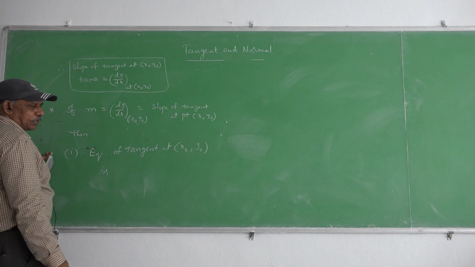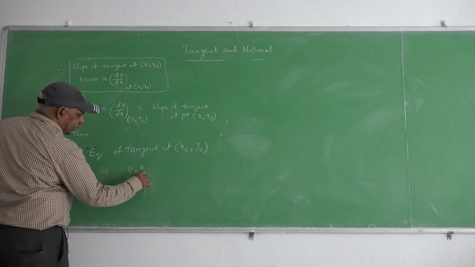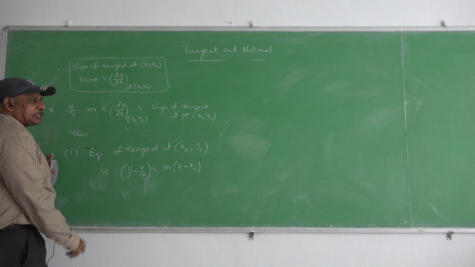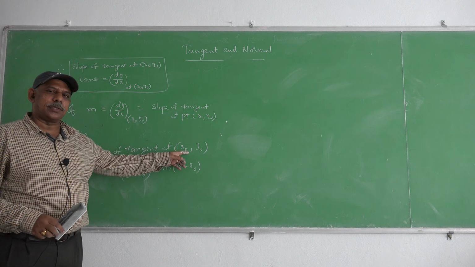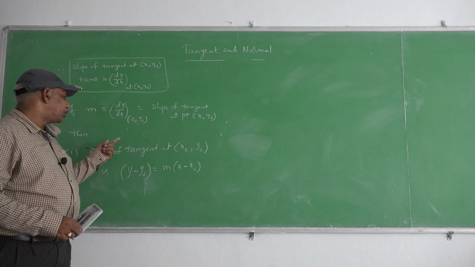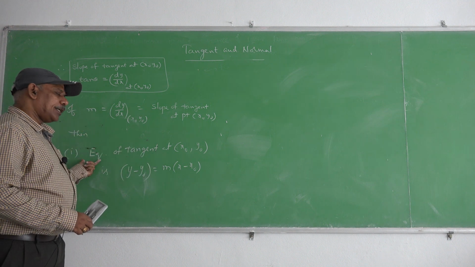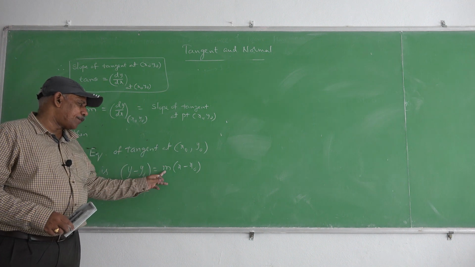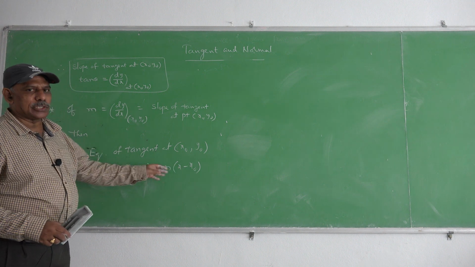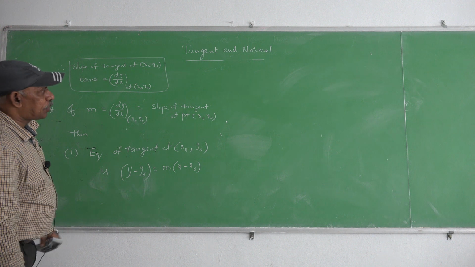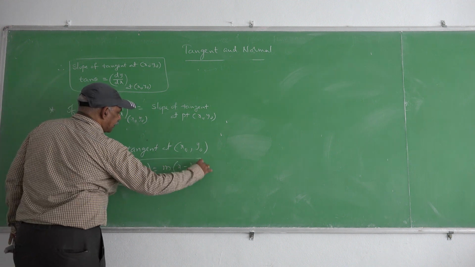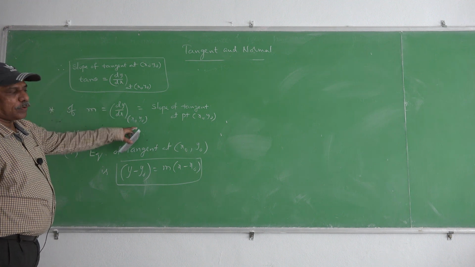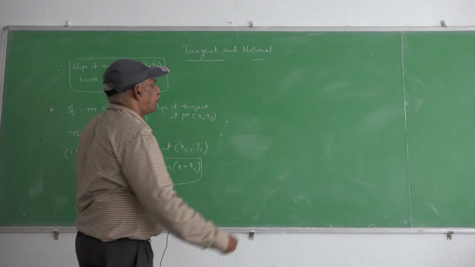Equation of tangent at x naught y naught is given by y minus y naught equal to m into x minus x naught, by slope and point formula. This is the point on the curve where the tangent is considered and its slope is m here. So in such case, equation of tangent at x naught y naught is given by slope and point formula. Slope is this and point is this. y minus y naught equal to m into x minus x naught is the equation of tangent. Here m is dy by dx at x naught y naught.